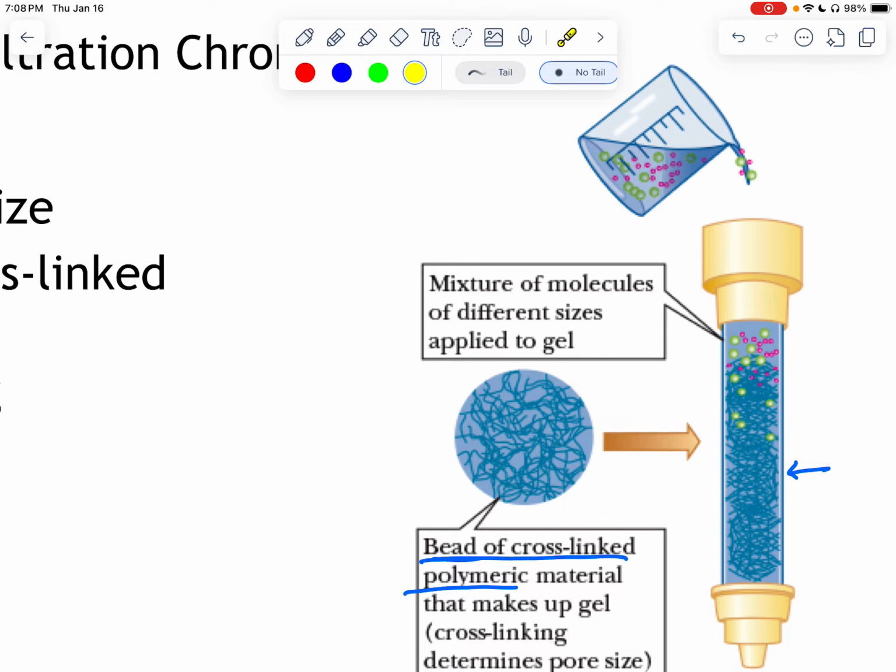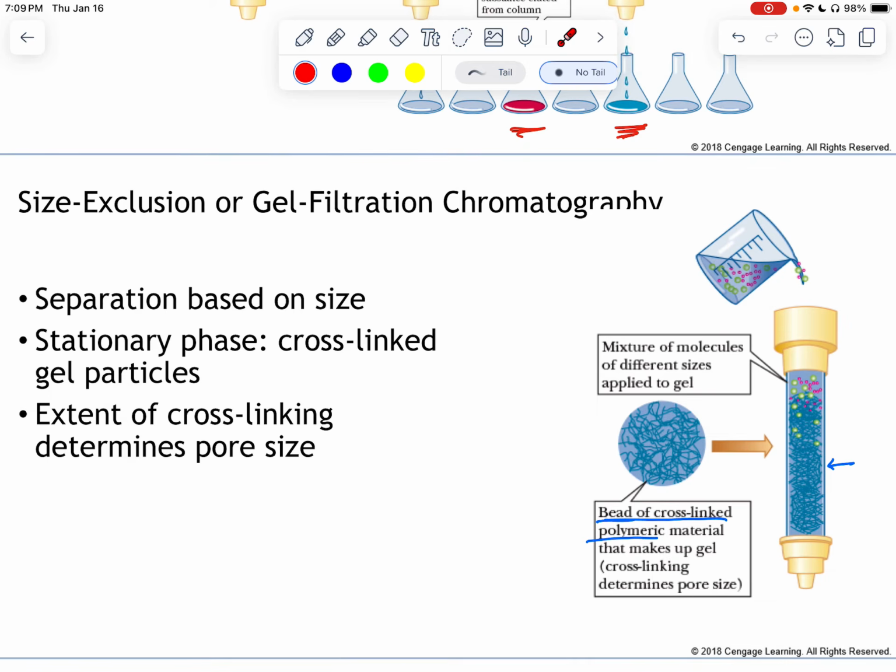They'll eventually come out. But the big ones are excluded from those openings. So they take essentially a straighter path down. They might go just kind of almost straight down, whereas those pink ones, maybe they're up in that bead. Oh, now they're in that bead. Oh, now they're in that bead. And it takes much longer for them to move through.